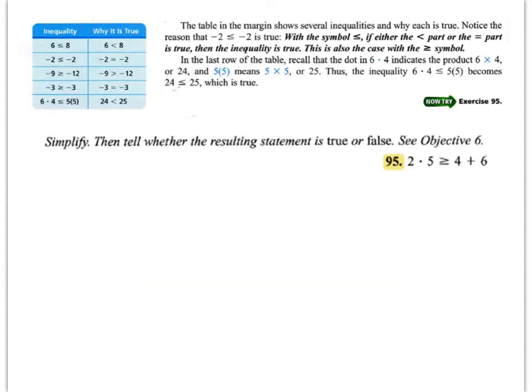So here we've got an inequality that we're trying to determine whether it's true or false. Really, to be able to do that, we have to simplify it first. So there's not a lot to be done, but we can do the 2 times 5. That gives us 10. And then that's greater than or equal to 4 plus 6, which is also 10. Now, they explain this here. When we've got the equal to, as long as either the inequality part or the equal to is true, then it's true, because it's greater than or equal to. So 10 is equal to 10, so that is a true statement.